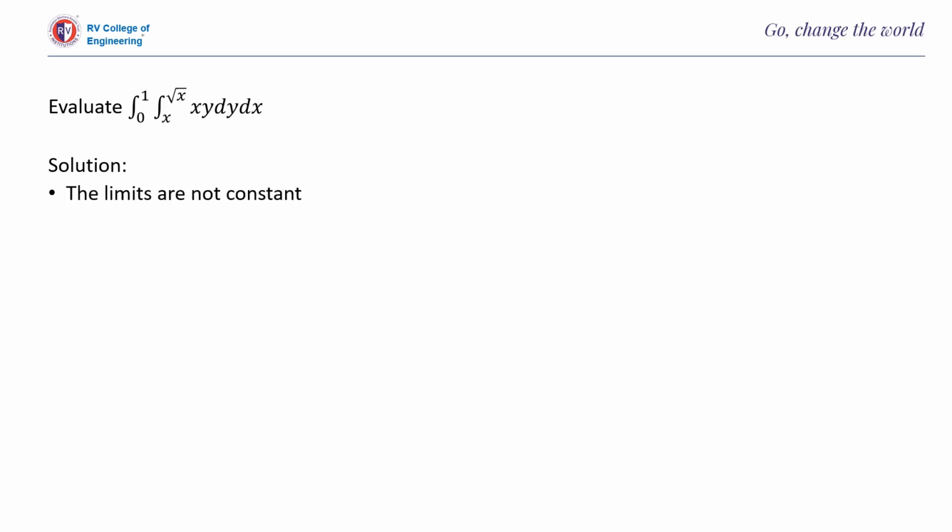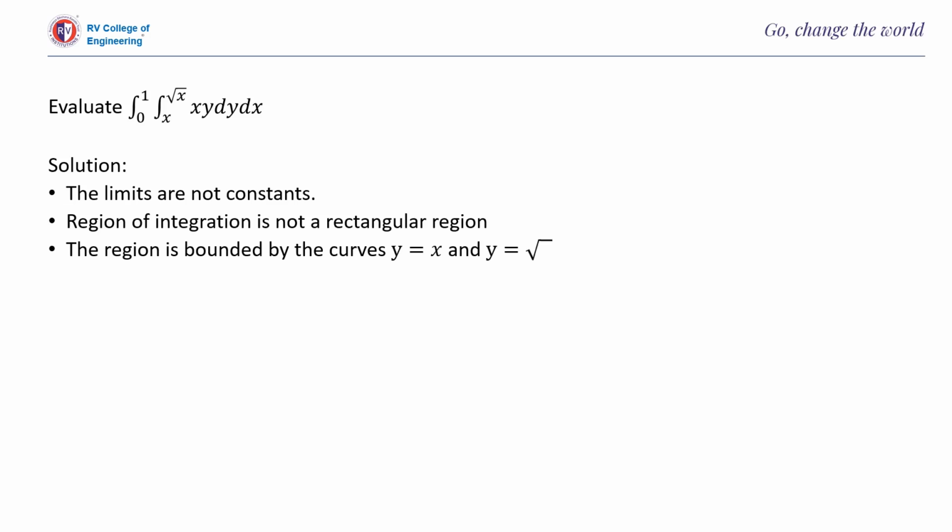Now we shall see an example where we evaluate the integral from 0 to 1, integral from x to root x, of x y dy dx. The observations are that the limits are not constants here. One of the limits is a variable limit, and since it is a function of x, it is a limit for the variable y. The other observation is that the region of integration is not a rectangular region, but a region bounded by the curves y equal to x and y equal to root x and the lines x equal to 0 and x equal to 1.